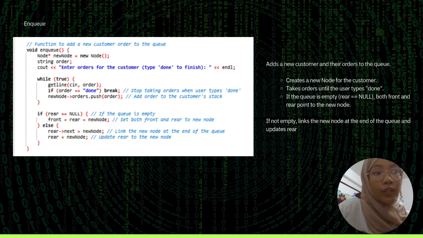This slide is the enqueue coding, which adds a new customer and their order to the queue. First we create a new node for a customer. Take orders until the user types done. If the queue is empty, front equals rear equals the new node, so both front and rear point to the new node. If not empty, link the new node at the end of the queue and update rear.